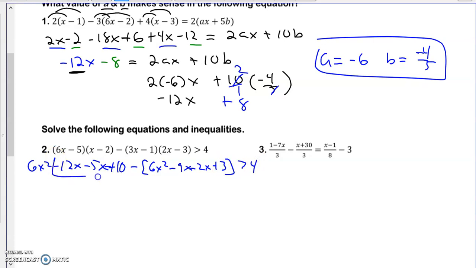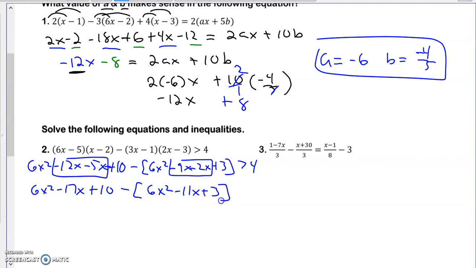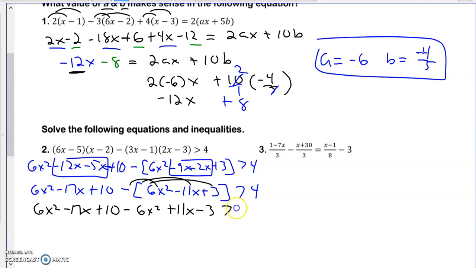Then I'm going to combine like terms in both of the situations. And when I do, I'm going to get 6x squared minus 17x plus 10 minus, and then I'm going to get 6x squared, negative 11x plus 3, and I have a 4. Now I need to distribute that negative to the right-hand side. So then I'm going to get 6x squared minus 7x plus 10, and I'm going to get a minus 6x squared. Two negatives make a positive 11x, and I have a minus 3 is greater than 4.